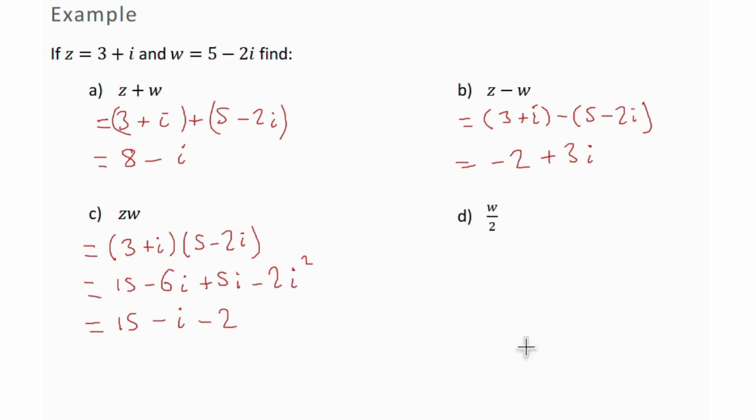Now, the thing here is to remember that i squared, we know what that is. i is defined as the square root of negative 1. So that means i squared is equal to negative 1. So expanding this, we're going to get i squared is equal to negative 1. And then this is negative 2 times negative 1, so it becomes plus 2. So we get 17 minus i.